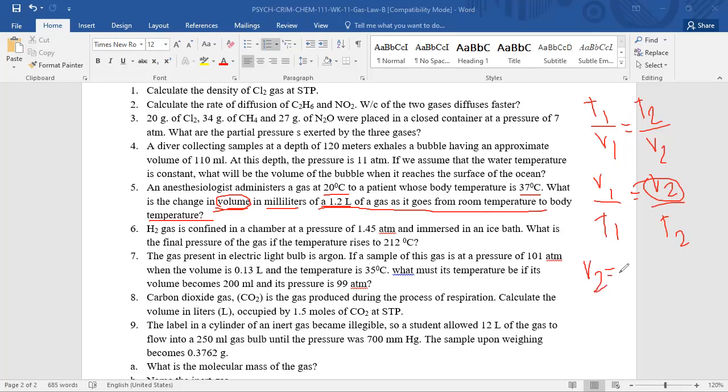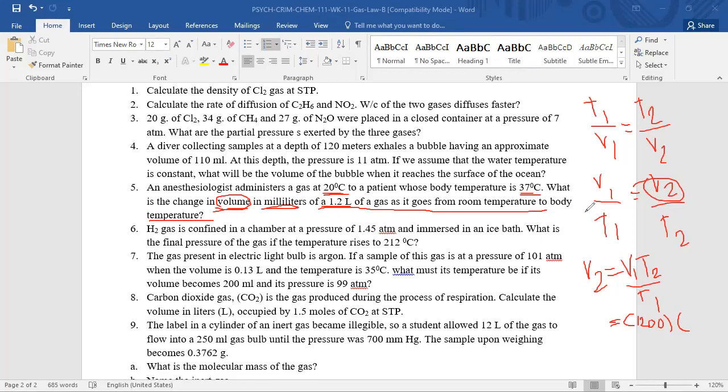So V2 equals V1 T2 over T1. So ano yung initial volume natin? 1.2 liters. Kaso ang pinapahanap sa atin at the end is milliliters. So convert natin to in milliliters. So that would be 1,200 ml multiplied by T2. Ano yung T2 natin? From 20 degrees from room temp to body temp. So 20 degrees Celsius to 37 degrees Celsius.